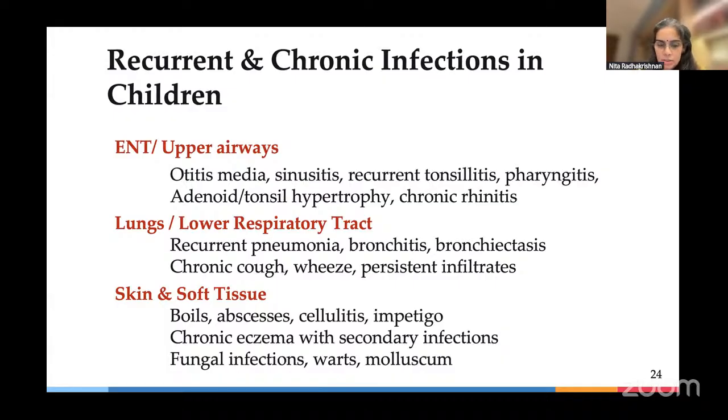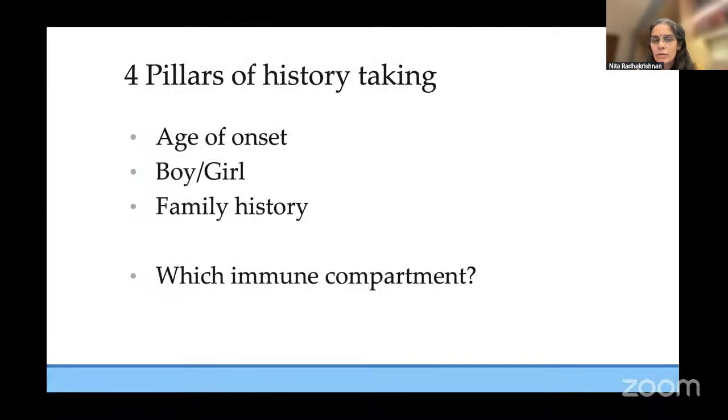I think some of the pictures were already shown. Chronic eczema, chronic fungal infections, warts, chronic mucocutaneous candidiasis, molluscum, all of them come under this group of chronic and recurrent infections, and we'll see how to evaluate.